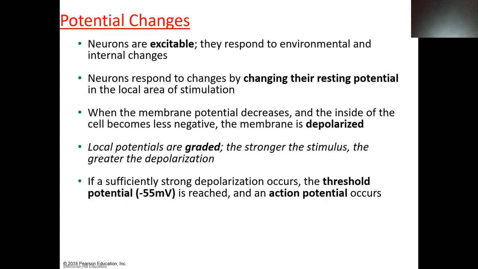So if we have a strong enough stimulus, then we'll have enough sodium ions that will come in through their voltage gated channels, raise it to negative 55, and now we're off to the races. Now we can do the big stuff.